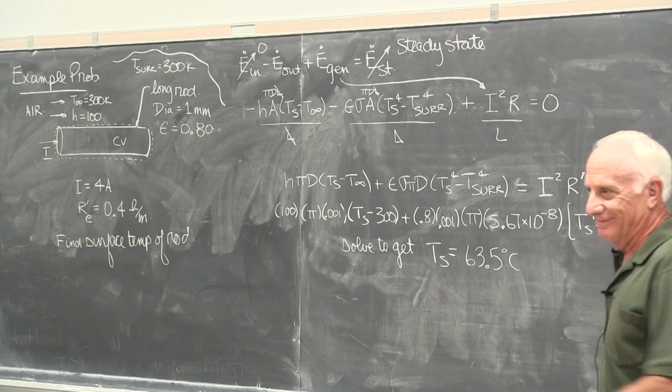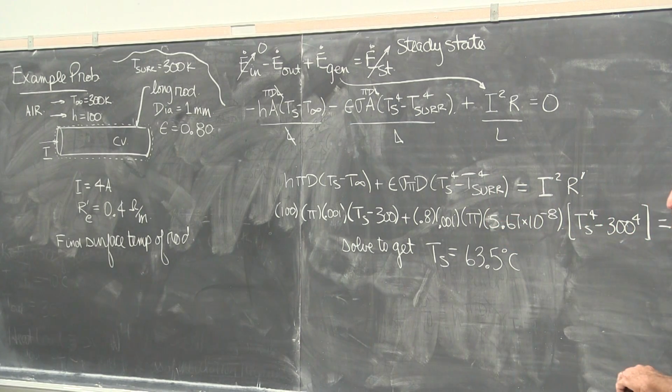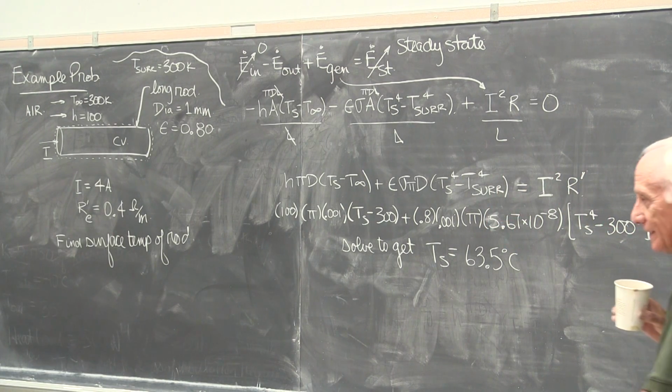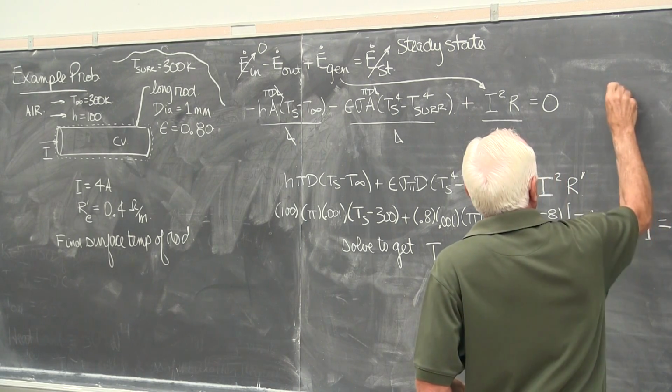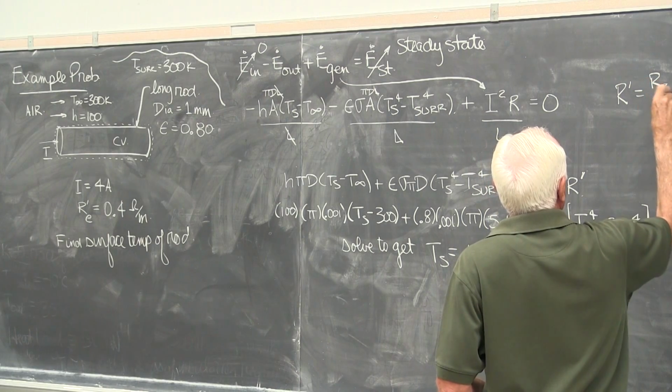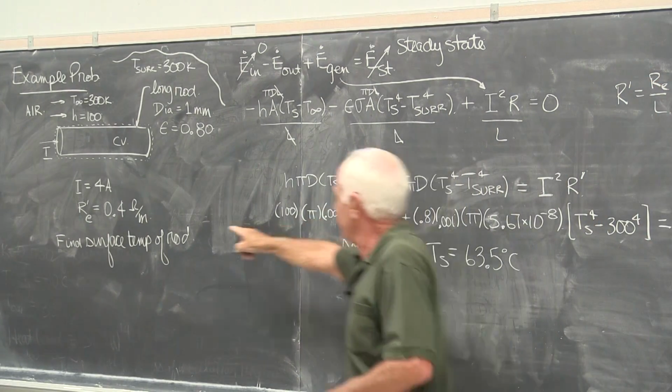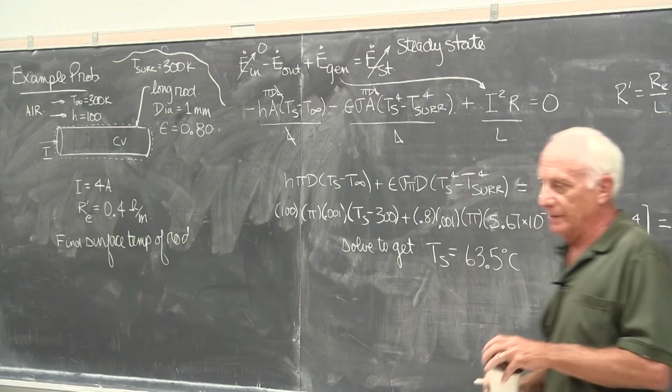The answer didn't change. What happened to the L underneath the I squared R? Pardon me, say again? What happened to the L? Oh, he's lumped into it. R prime equal R over L. So take that R, E right there.